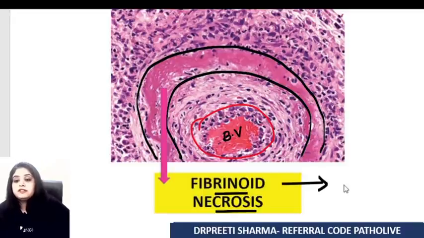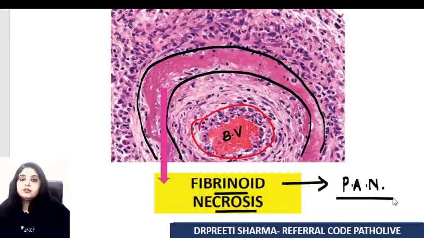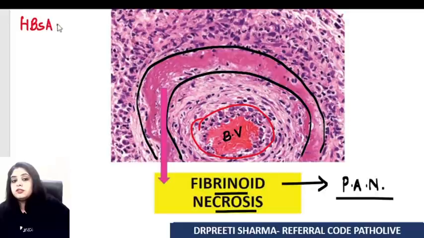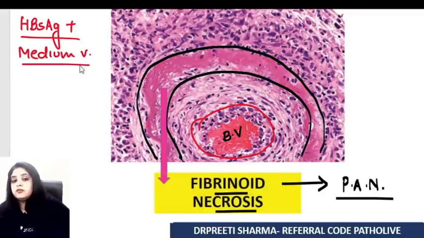But with the blood vessel, one disease which has to come to my mind is polyarteritis nodosa. So just a quick recap of your theory. How does a clinical history of polyarteritis nodosa come to you in the exam? Usually you get a hepatitis B positive person and multiple, because we know polyarteritis nodosa is a medium vessel disorder. So a lot of medium vessels are involved in the body, but which organ is spared? So always remember, pulmonary system is never involved.